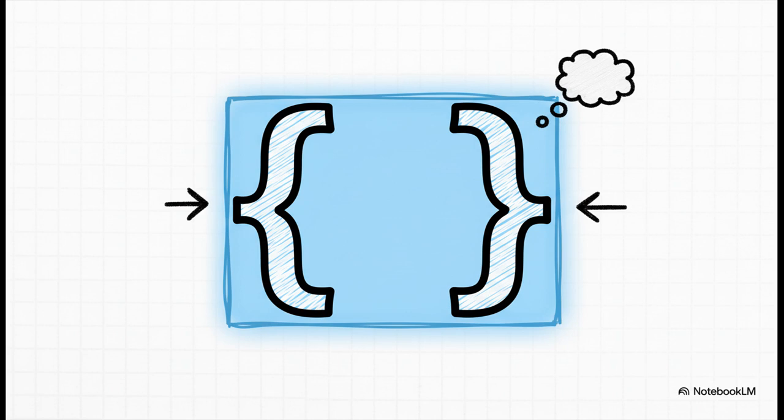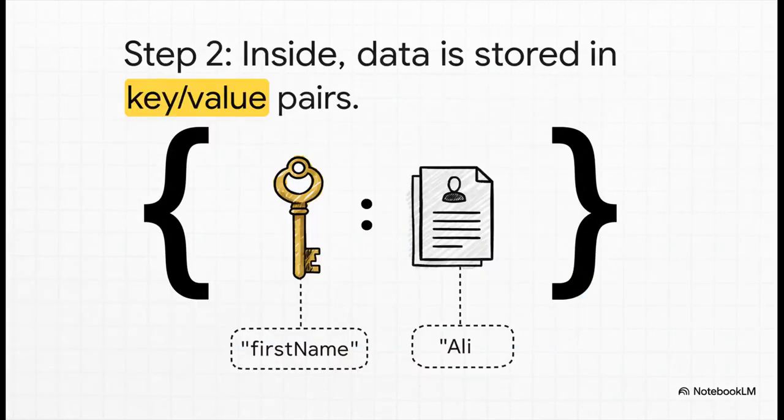So let's see how this actually looks. It's really simple. It all starts with a pair of curly braces. That's our container, our object. Then, inside, we add what's called a key-value pair.